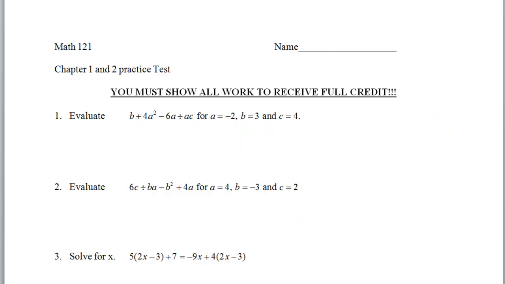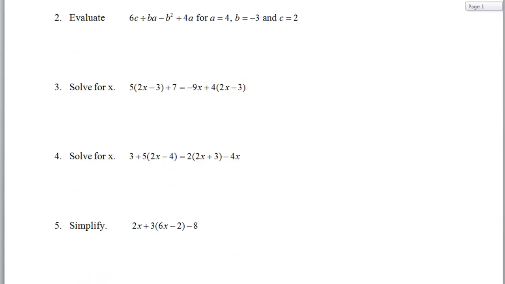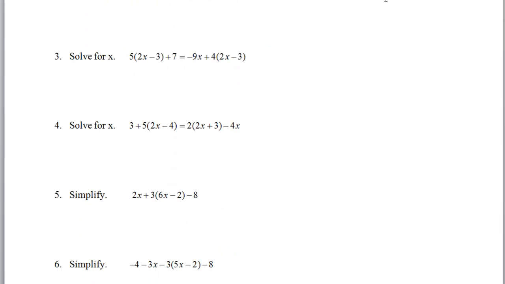Alright, so the next two problems here, we're going to solve for x, and then we're going to do some simplifying. Now when you solve for x, the big thing, the difference between problems 3 and 4 and 5 and 6, is that solving for x means you have to get the answer down to x equals.